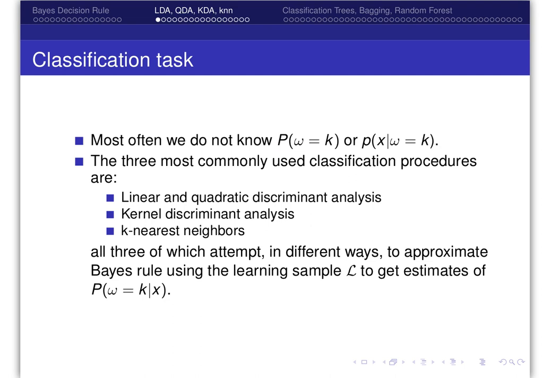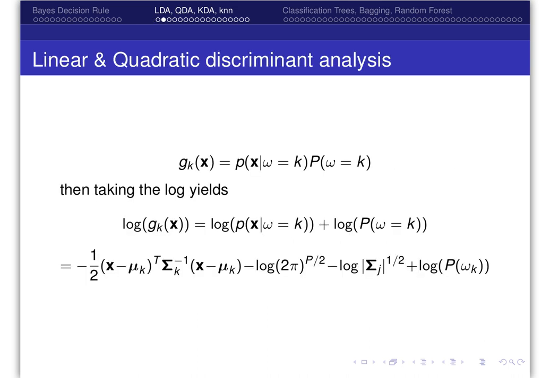Usually, we do not know the prior probabilities and/or the class conditional densities. Therefore, linear and quadratic discriminant analysis, kernel discriminant analysis, and k-nearest neighbors are approaches that can be applied. All three methods approximate Bayes' decision rule using the learning sample to get estimates of the posterior probabilities.